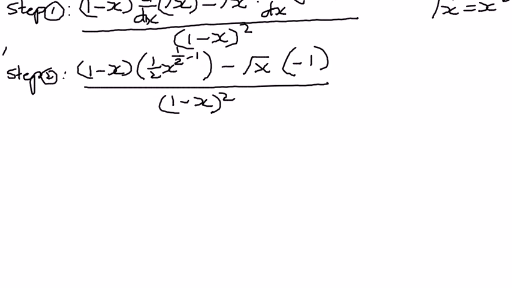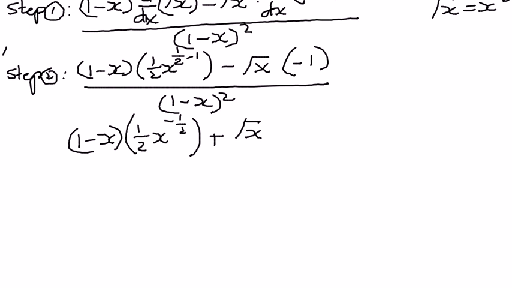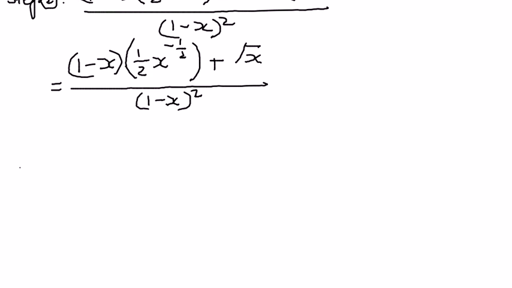So now we can simplify this some more. We can write this as 1 minus x, the numerator part, times 1 half times x to the power of minus 1 half, minus square root of x times negative 1 is going to be equal to positive square root of x. This whole thing is divided by 1 minus x, the whole thing raised to the power of 2. Okay, then we can simplify this some more as follows.